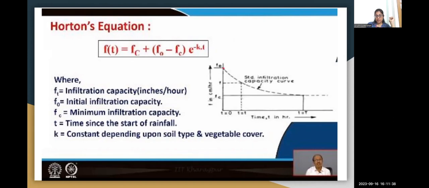And Horton's equation follows such a curve, where this is Fc, the minimum infiltration capacity, and F naught is the initial infiltration rate. This is the infiltration capacity curve. If we require the infiltration rate at a particular time, we can find it from this curve. K will take care of the type of vegetation and soil type, so based on this the infiltration curve is also going to vary.